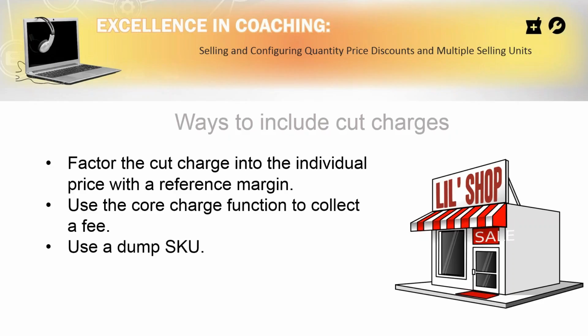Or you could use a dump SKU. Sometimes that's easier. I had one store who liked this option better because they could dictate how much they were actually doing in cut charges. Also, using the dump SKU adds another good thing: you can have the dump SKU be non-taxable because it's technically labor. Whereas if you factor the cut charge into the individual price with the reference margin, it just factors into the price.